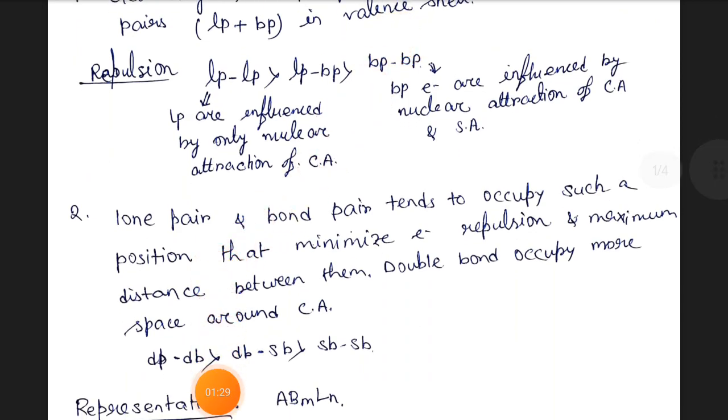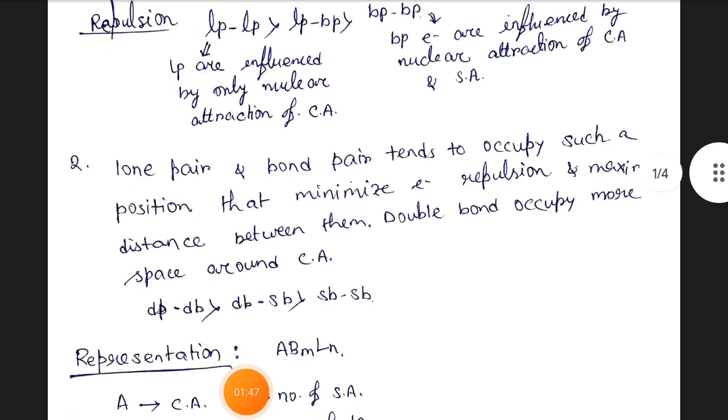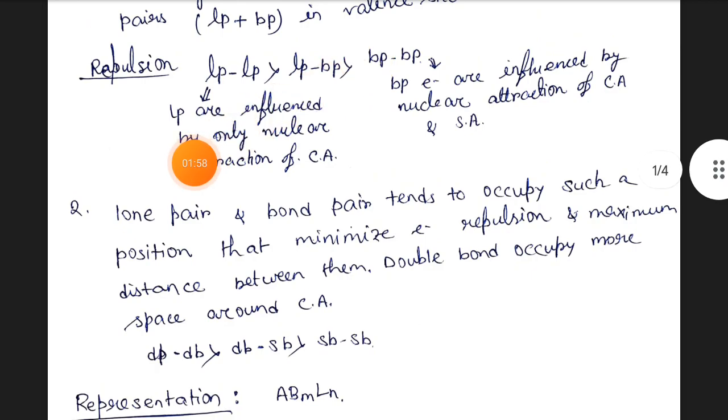The second postulate: lone pairs and bond pairs tend to occupy positions that minimize electron repulsion and maximize the distance between them. A double bond occupies more space around the central atom, so a double bond is greater than a single bond. From these two postulates, we can conclude that lone pair repulsion is greater, and lone pairs and bond pairs tend to occupy positions with minimum repulsion.